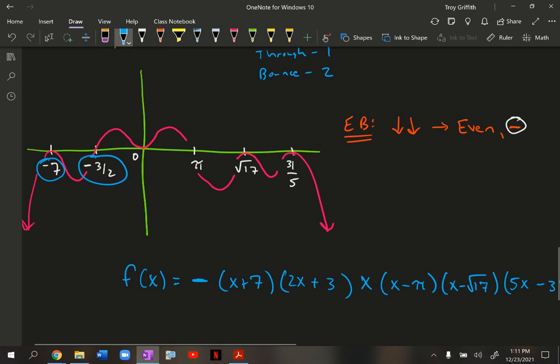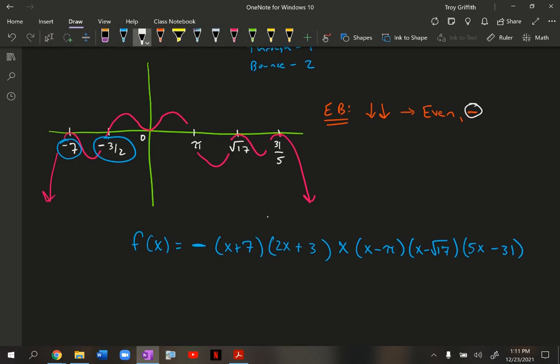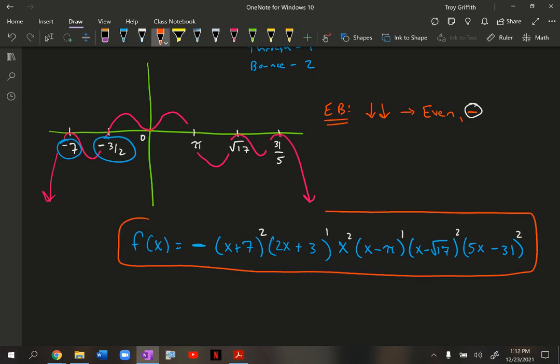And then last but not least, I'm doing minimum degree, which means if I go through, I have to have an exponent of 1. And if I bounce, I have to have an exponent of 2. So I'm just going to go through each one here, and I'm going to put on my exponent. So this is going to be 2, because I bounced at -7. I went through here. I bounced at 0, so that would be 2. I went through at pi. I bounced at the square root of 17, and I bounced at 31 over 5. So when I'm finished, here is my final equation for this function of minimum degree.